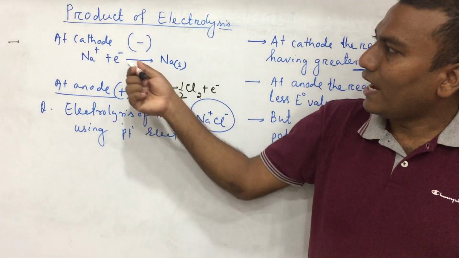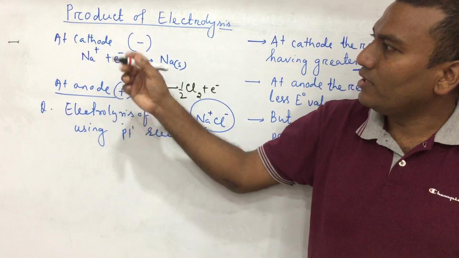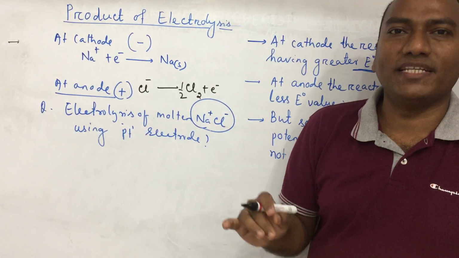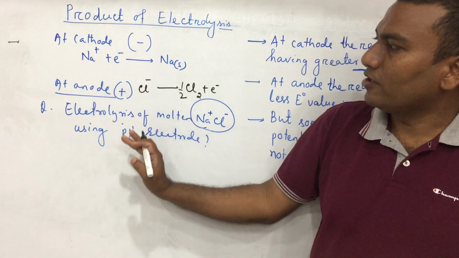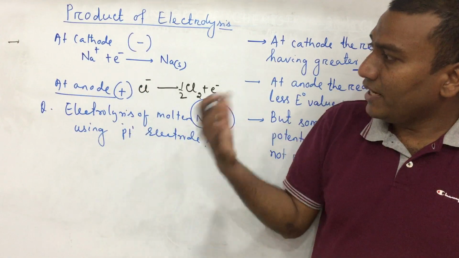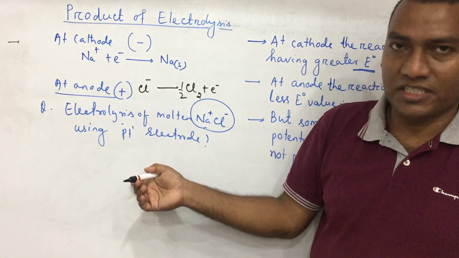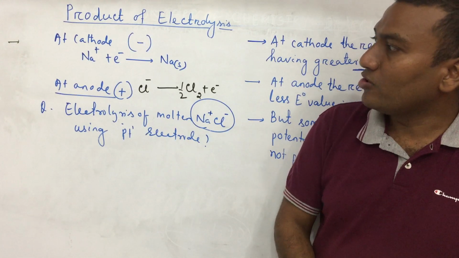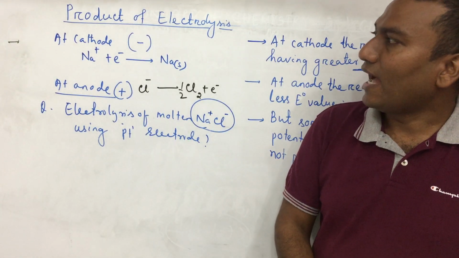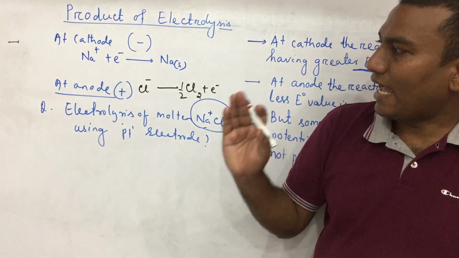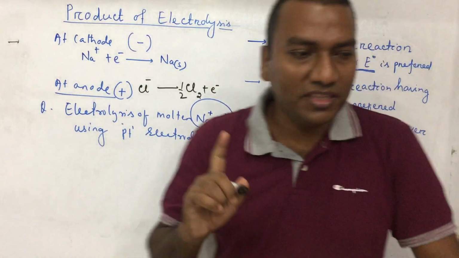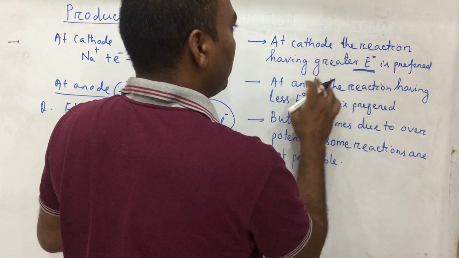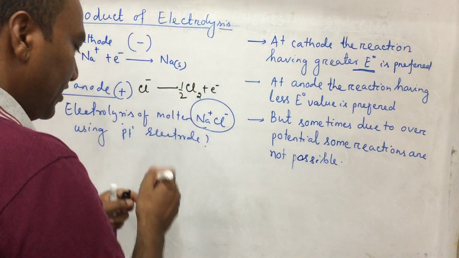Here at cathode only one ion is present and at anode also only one ion is present, so there is no competition. Hence the product of electrolysis is like this. But the next question is, if in the electrolyte two or more types of ions are present, then how can we predict which reaction takes place at cathode and which at anode? In this case we have to think about the water concept. Clear? Understood? So this is the first question.